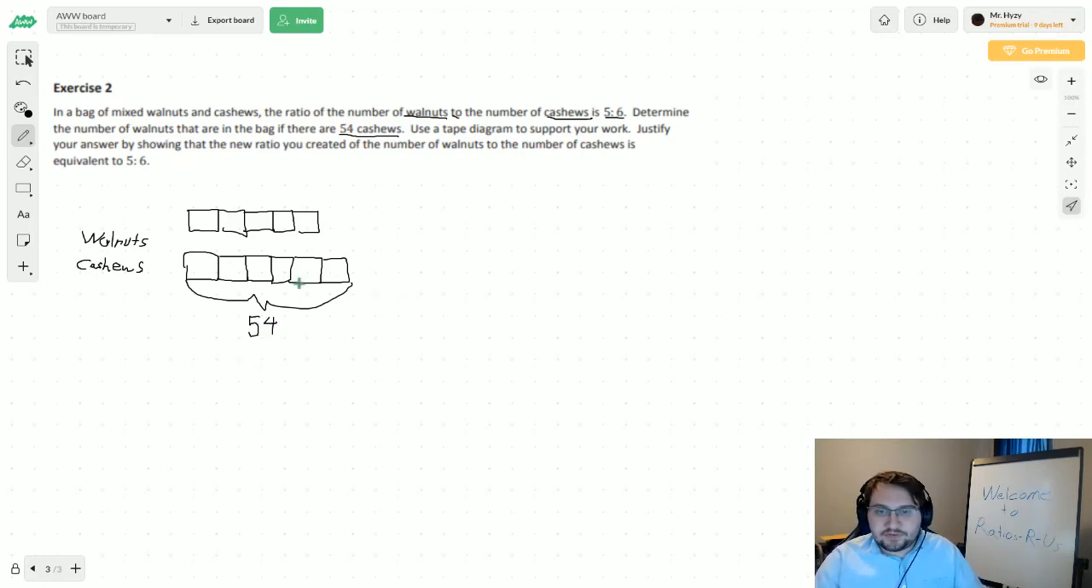So if I have 54 cashews in here, I have my 54, and I need to split that across 6 different boxes. So I'm going to take my 54, and I'm going to divide it by 6. And when I divide 54 by 6, what do I get? I get 9. That means the value of each of these boxes is going to be 9.